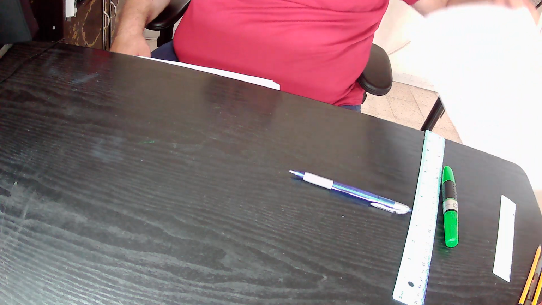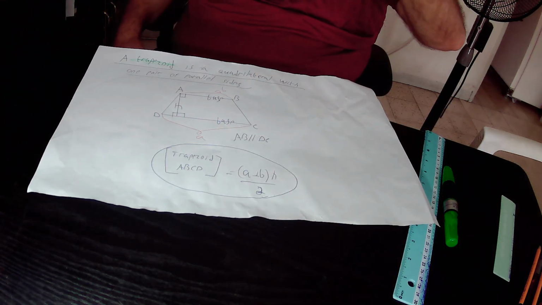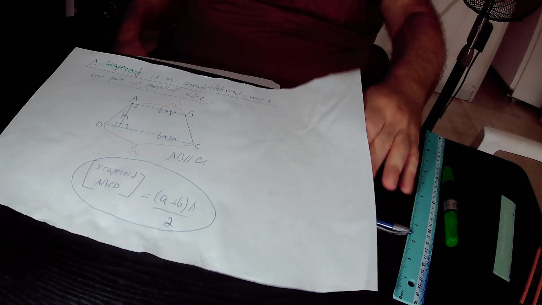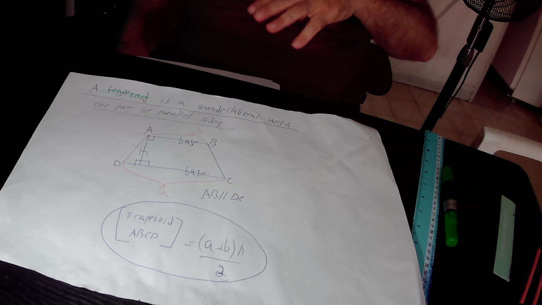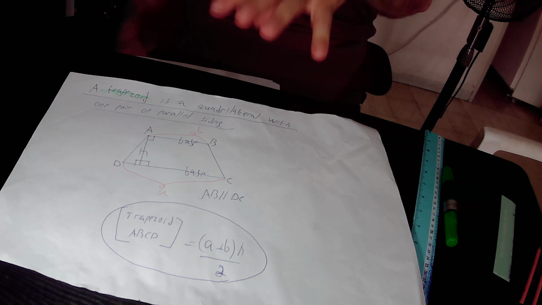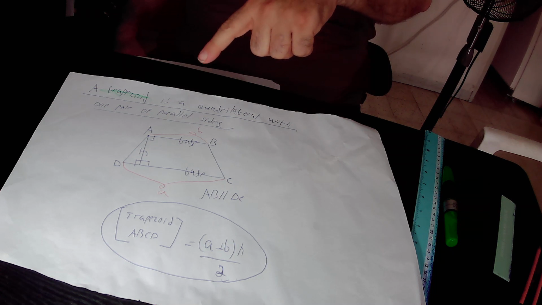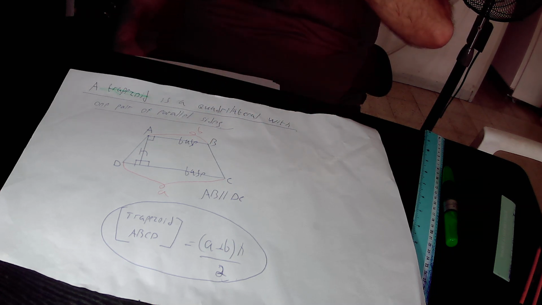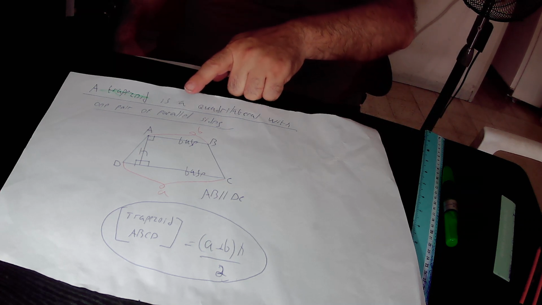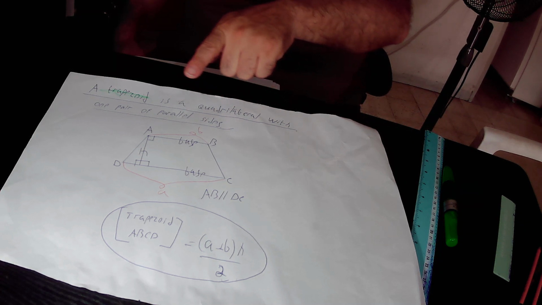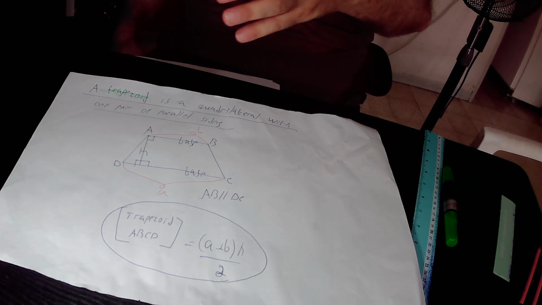What is a trapezoid? A trapezoid is a quadrilateral with one pair of parallel sides. Normally we have a quadrilateral ABCD, and because in this quadrilateral ABCD side AB is parallel to side DC, this quadrilateral is defined as a trapezoid.